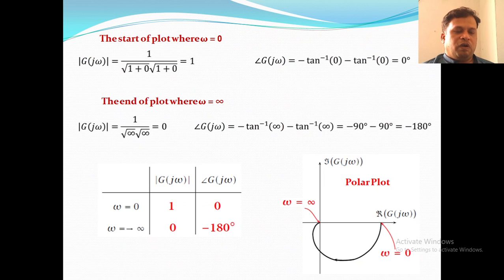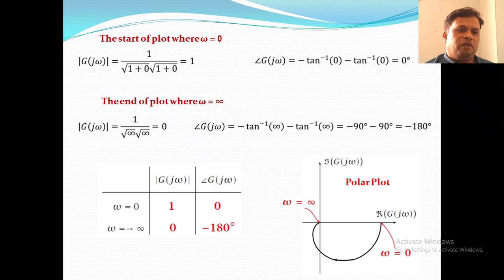Now the start of plot where omega is equal to 0, modulus of G of j omega is equal to 1 by square root of 1 plus 0 into square root of 1 plus 0, that is equal to 1. Now the phase of G of j omega is equal to minus tan inverse of 0 minus tan inverse of 0, because both are having 0 values, we get 0 degrees.